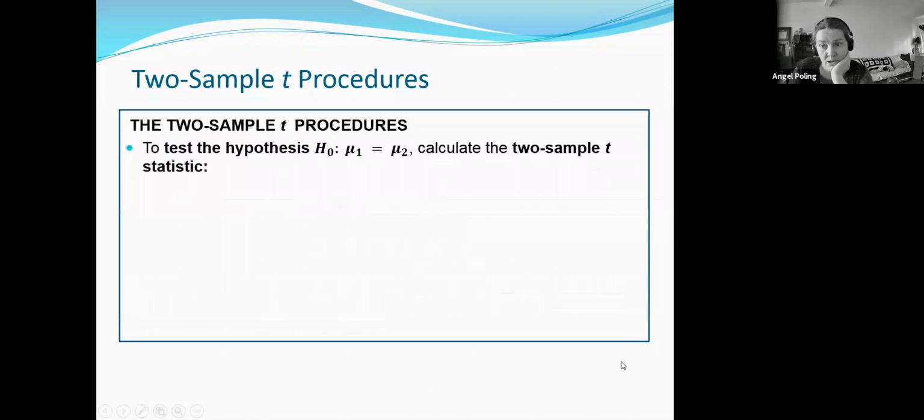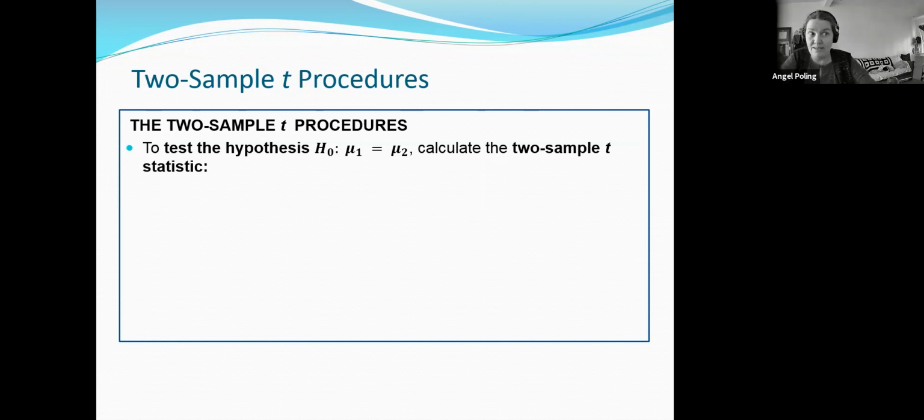Okay, so now we're to the tests, right? The two sample t procedures hypothesis tests. To test the null hypothesis, which states that mu1 is equal to mu2, we go in believing there's no difference between these two populations. The mean for the cats is the mean for the dogs. The true population mean for the elderly is the true population mean for the young people.